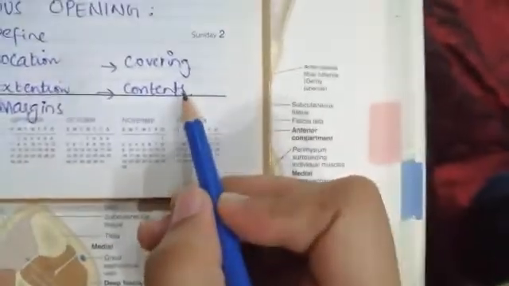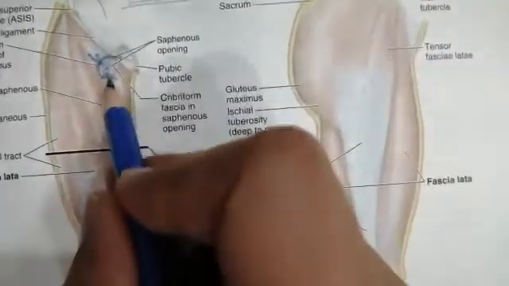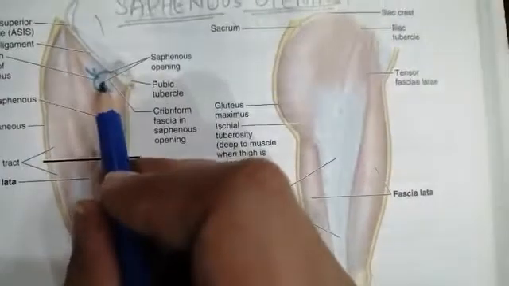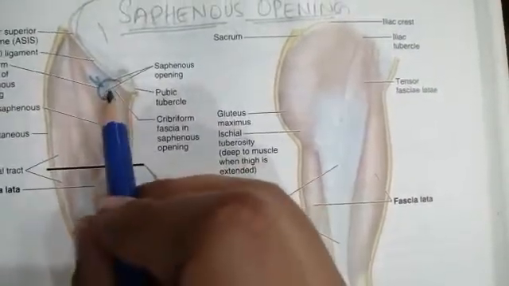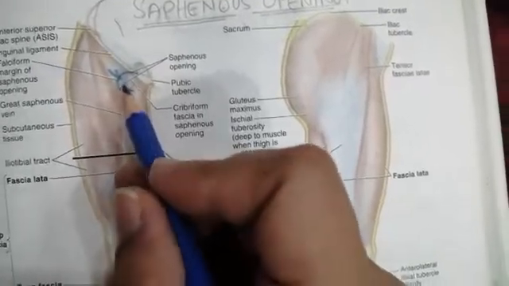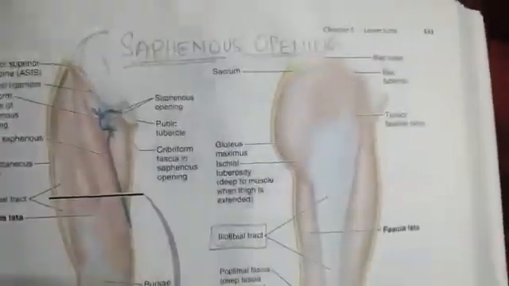In its contents, we have the great saphenous vein and its tributaries, which pierce the cribriform fascia at the saphenous opening and enter into the femoral vein. Along with that there are efferent lymphatics, inguinal lymph nodes and some vessels. That's simply the saphenous opening.